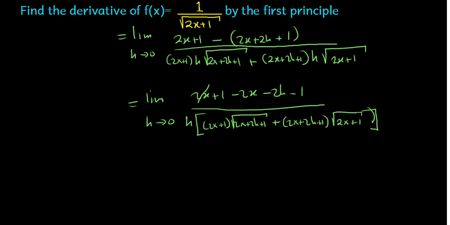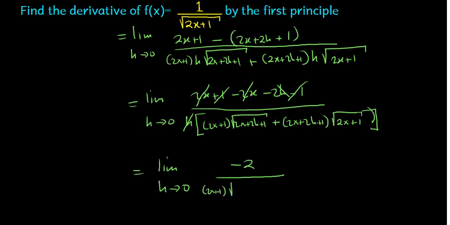So of course this and this, they are going to cancel out. This and this also cancels out. This h will cancel with this h. So on top, the only thing that is remaining is what? Negative 2. So I've got a negative 2 on top, and then divided by, we have got 2x plus 1 square root of 2x plus 2h plus 1, and then plus, we have got 2x plus 2h plus 1, and then the square root of 2x plus 1.